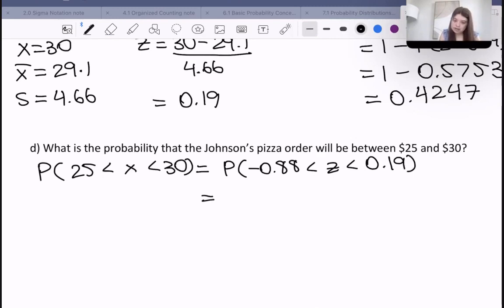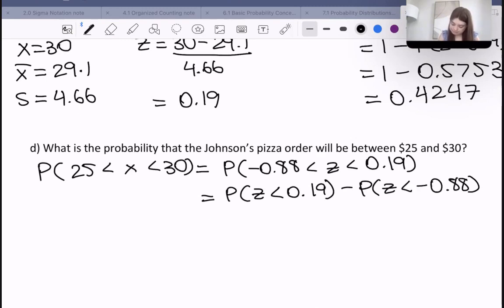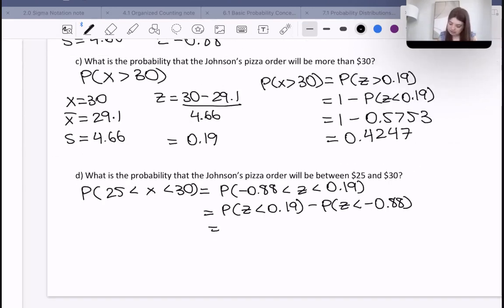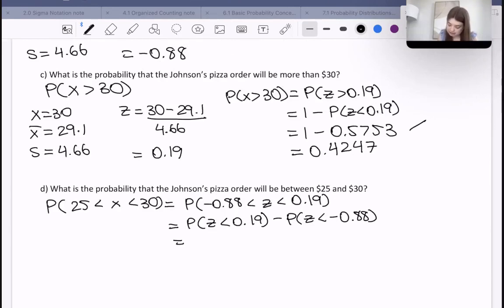which is the same as the probability that the Z-score is less than 0.19 minus the probability that the Z-score is less than negative 0.88. Okay, so what was the probability again that the Z-score was less than 0.19? Well, that is this value right here, right? This value that we found on the table, 0.5753.